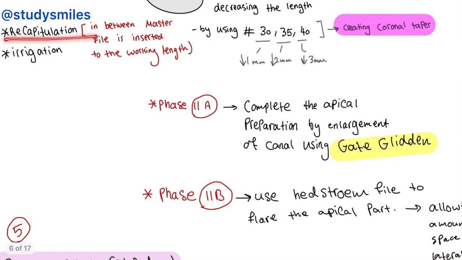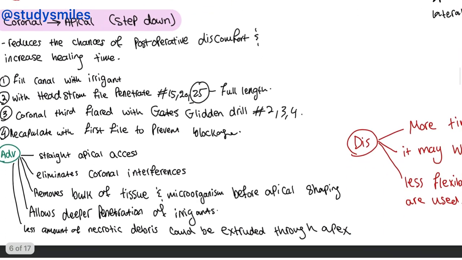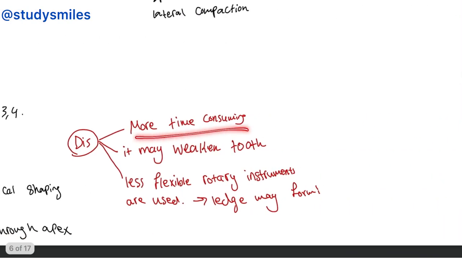Every time, as I said. The advantages of this are that we will have a straight apical access, it eliminates coronal interferences, removes the bulk of the tissue and microorganisms before apical shaping, allows deeper penetration of irrigants, and less necrotic debris could be extruded through the apex. And what are the disadvantages? It's more time consuming, it may weaken the tooth, and less flexible rotary instruments are used.